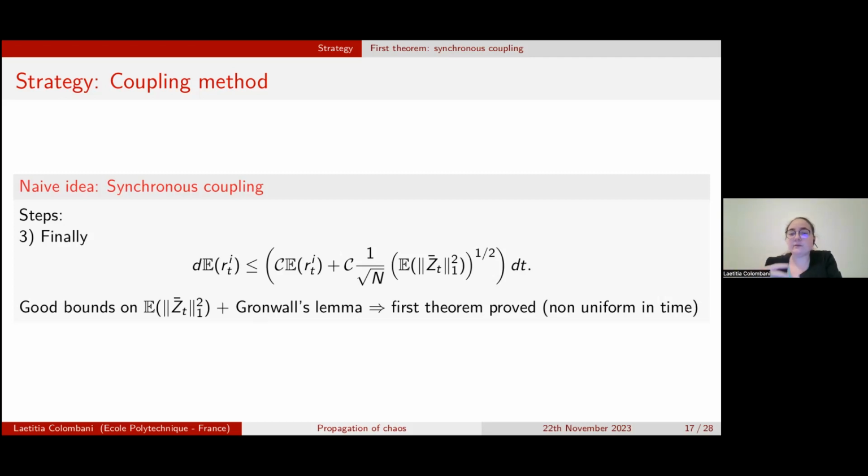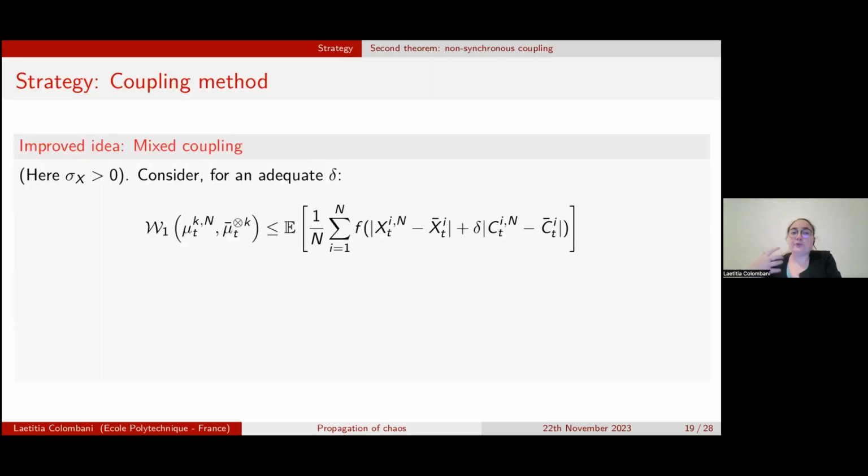But as I said, we wanted to have more than the non-uniform in time propagation of chaos. To do so, we need to change a little the coupling method. So here, we will consider not exactly the L1 distance, but a modified L1 distance. So we have a delta, but it's not really important. And we will have a function f, a good function f, which will upper bound the L1 distance and which will help us to obtain the bound we want. We also need to study the dynamics of the difference, but here we will keep some noise to obtain better results.